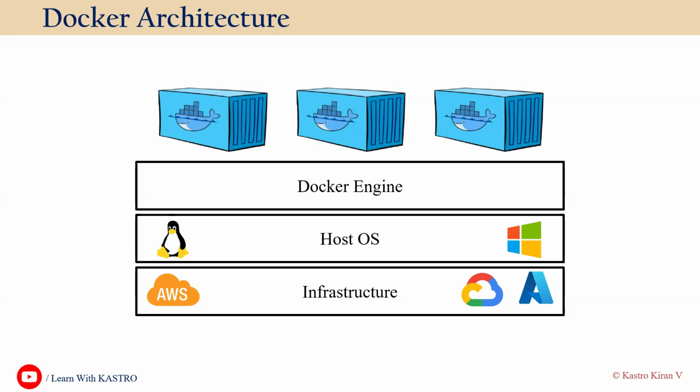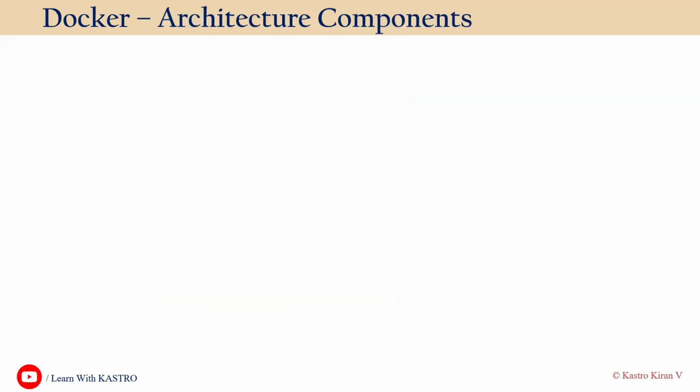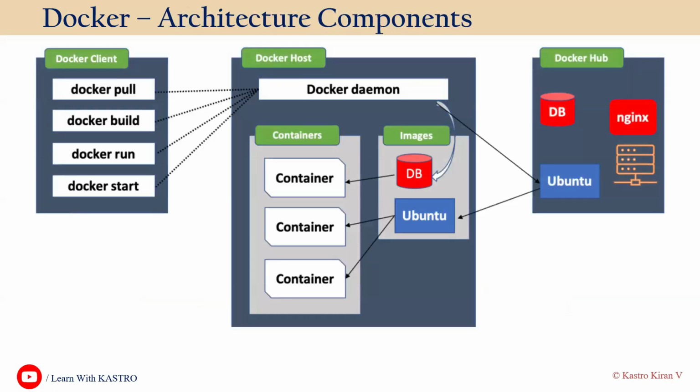Again, let us go deeper into the Docker architecture concept. To explain this, let me show you this particular diagram, which includes everything related to the Docker architecture. Docker architecture consists of three major components. The first component is known as the Docker client. The second is the Docker host. And the third is Docker Hub. Remember, these three are very important: Docker client, Docker host, and Docker Hub.